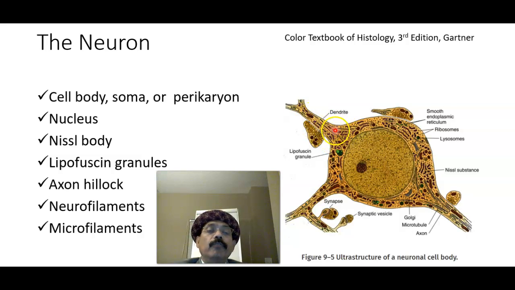The short process does not contain the Golgi apparatus, otherwise it is just an extension of the cytoplasm of the cell body. And this is the axon. Axon begins from a conical part, we call it axon hillock, and the axon hillock is here going through that, and it should be covered by the myelin. The cell body of the neuron also contains the microtubules and also the neurofilaments, neurofibrils.